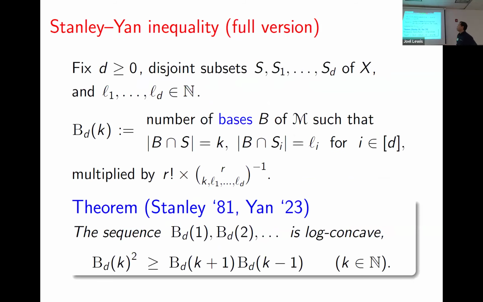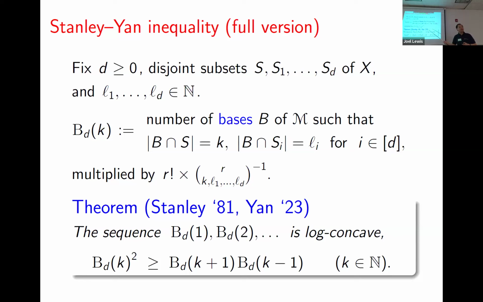No? Okay. Let me also mention that Stanley and Yen actually proved a more general inequality in the following sense. Introduce extra subsets S1, S2, up to SD of this ground set X, and also extra positive integers L1 up to LD. Suppose that now you count your bases in a more restrictive way, such that the number of elements coming from S1, S2, up to SD is equal to L1, L2, up to LD. It turns out that even with this restriction, the sequence BD1, BD2, up to BDN is still a log-concave sequence. One reason I want to mention this is that, to the best of my knowledge, there is no direct proof of the simple case. What they did essentially, maybe implicitly, is prove this for D equal to any number first, and then take D equal to 0. Okay?